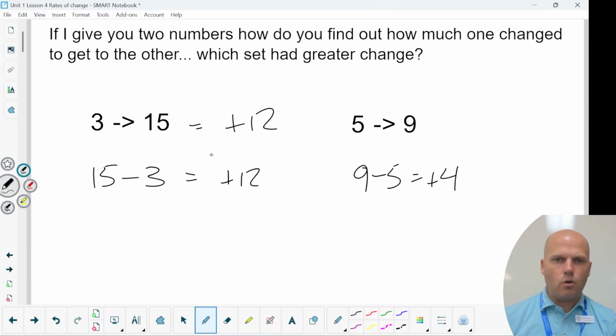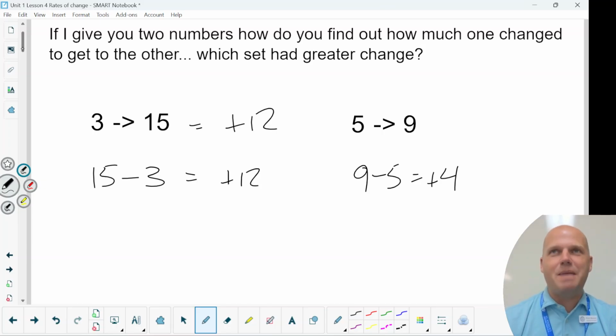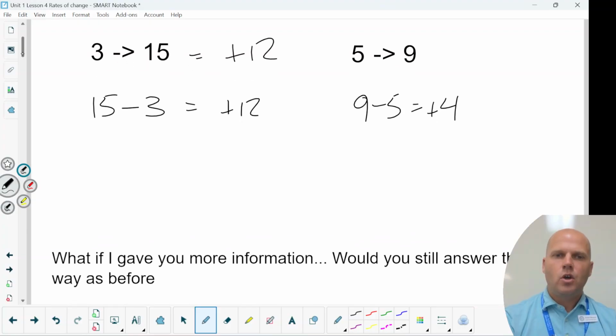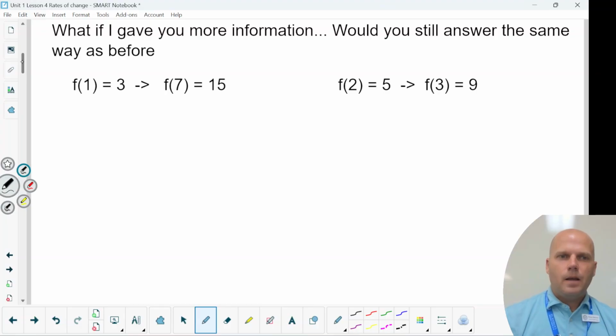Okay, and I'd say, oh, adding 12 is more than adding 4, sure. But in mathematics, we usually don't just have a set of numbers. In a lot of high school mathematics, we've been dealing with equations and functions, where it's not just two numbers, rather, it's an input that produces an output. It's an x and a y, where if you start at an x of 1, you have a y of 3. If you then go to an x of 7, you have a y of 15.